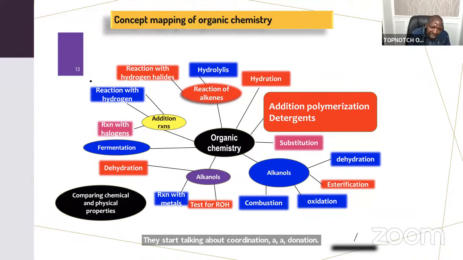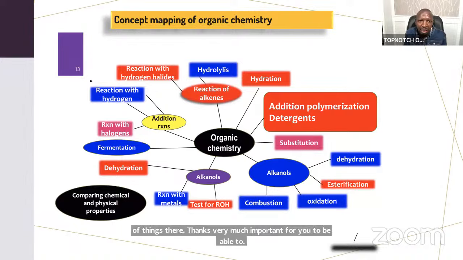So we are talking about, we have fermentation, we have dehydration, we have alkanols, reaction with metals, the test for ROH. We also have comparing the chemical and the physical properties of organic compounds. For alkanols, we have combustion, oxidation, esterification, dehydration. We have substitution for alkanes. We also have polymerization, detergent, and all those kind of things. So it's very much important for you to be able to get to that.